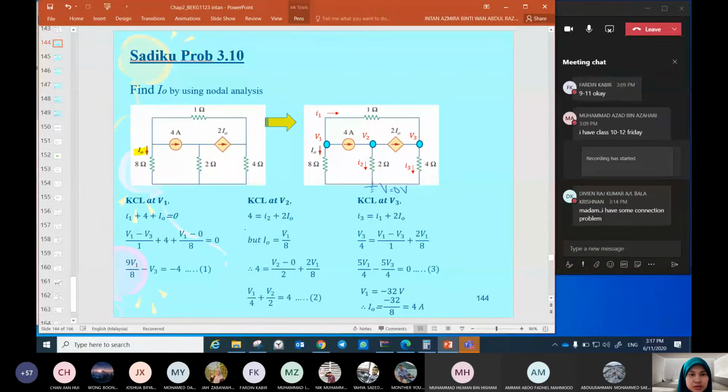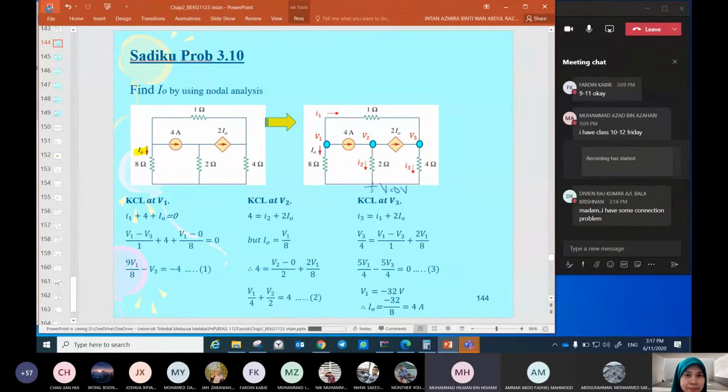And then what else? I2 is equal to V2 minus 0 volts divided by 2, or you can write just V2 divided by 2. Same goes for I3. I3 is V3 minus 0 divided by 4, or you can just write V3 divided by 4.